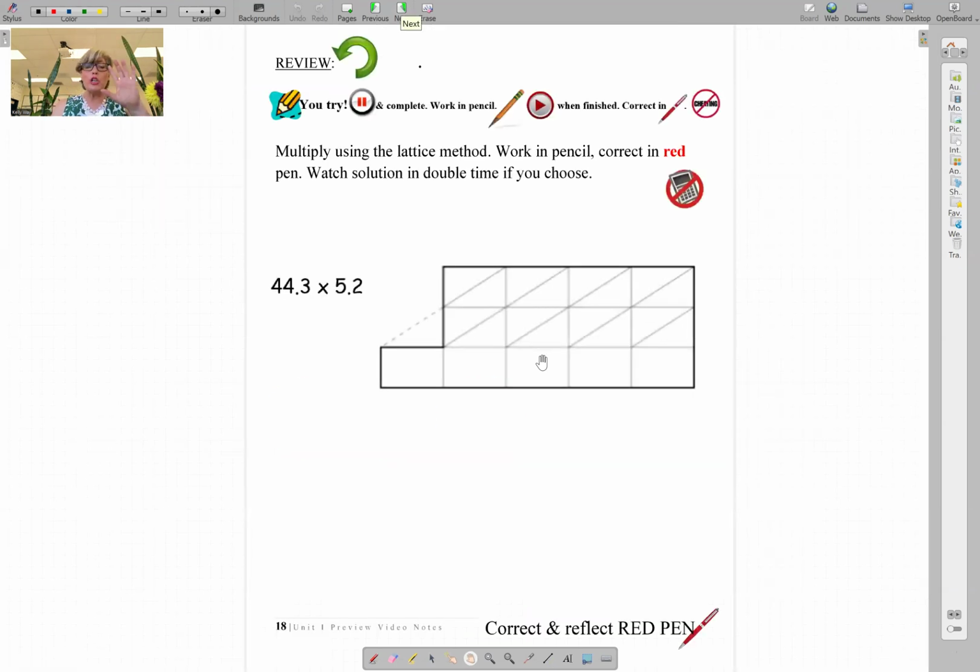All right, you're going to do a quick review on your own. Get your pencil out. Do this page on your own. Pause the video.